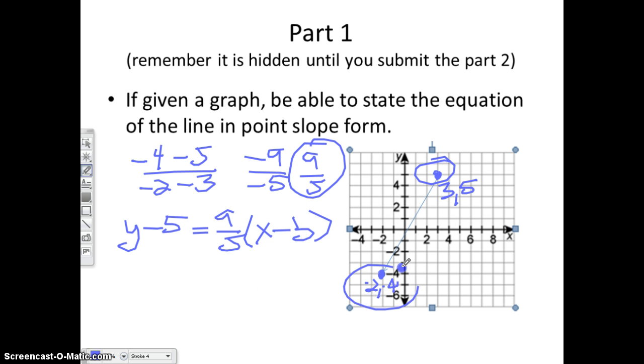Now notice if I had selected this point here, it would have been y plus 4 because we are subtracting a negative coordinate. Two negatives together make a positive. There you go, in point-slope form.